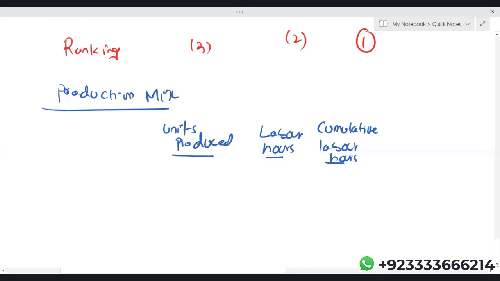Okay, now we have to produce minimum 1,000 units of product A because of the policy. So let's go for products. A, no choice at all. You have to produce 1,000 units of A first. One unit of product A needs 1.2 hours. So 1,200 hours. Now we'll go for the ranking, of course.